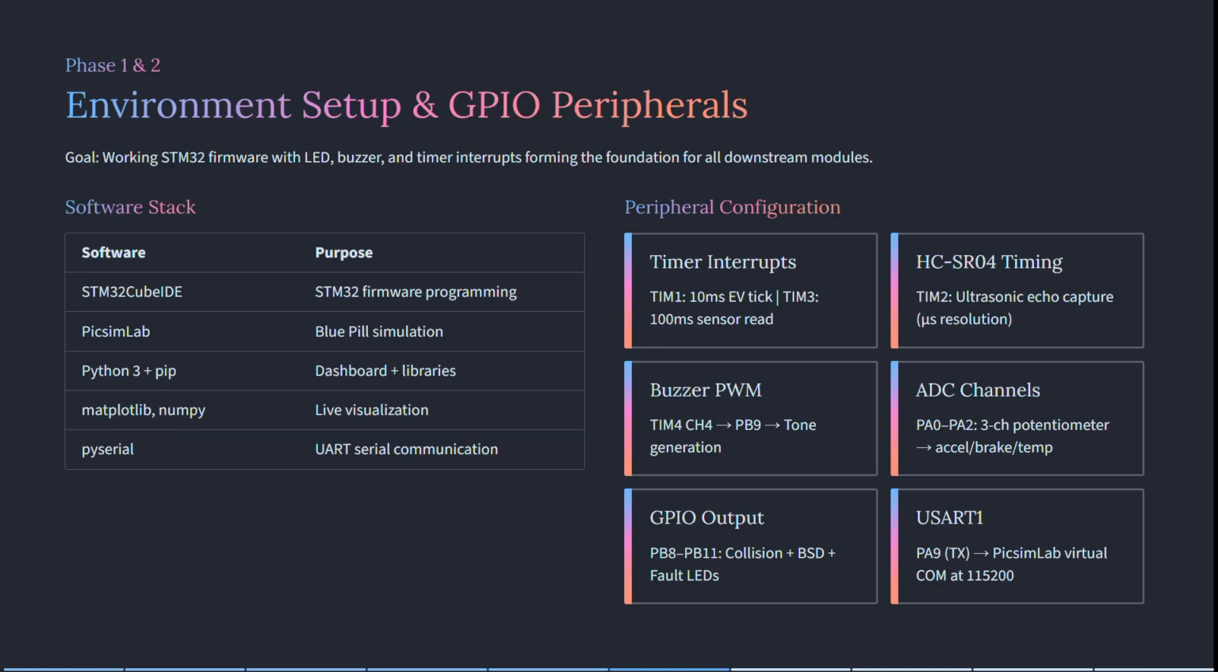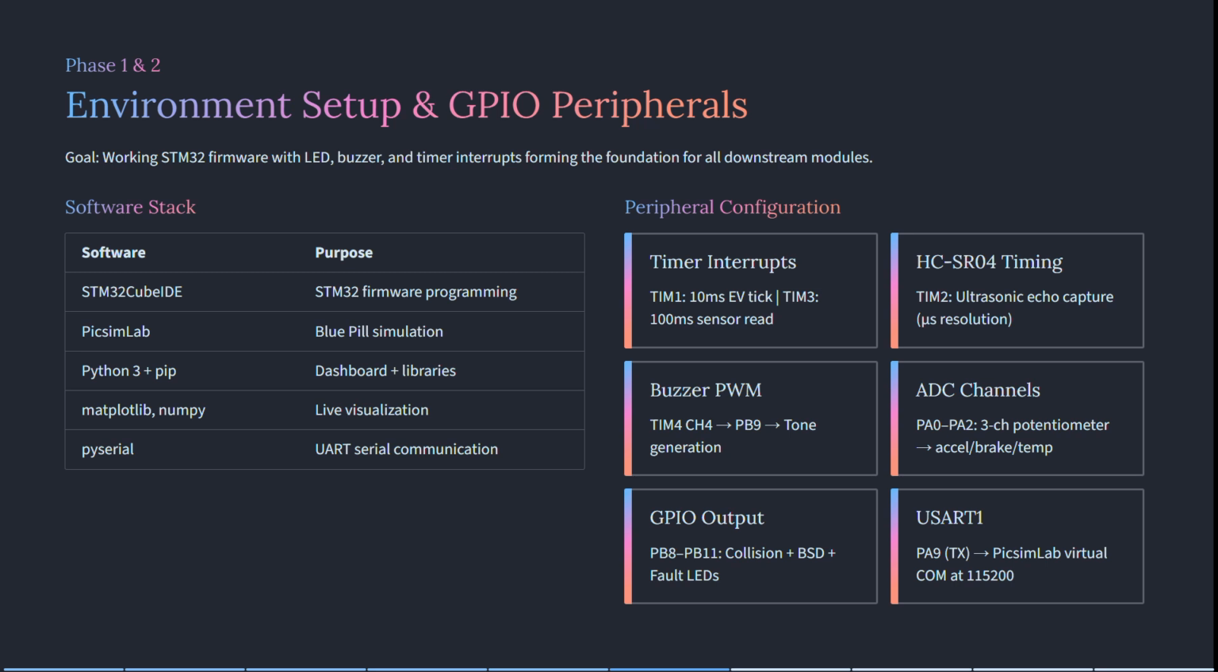Now we come to the environment setup and GPIO peripherals. The goal is working STM32 firmware with the LED, buzzers, and timer interrupts forming the foundation for all downstream modules. Here we use STM32CubeIDE for firmware programming, Proteus lab for hardware simulation, and Python 3.x for the dashboard, with the Matplotlib and NumPy libraries for live visualization and PySerial for UART communication. Here we configure the peripherals.